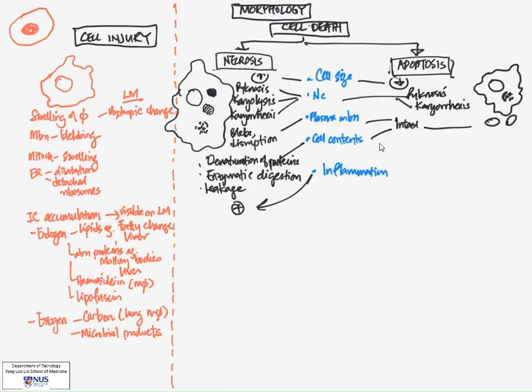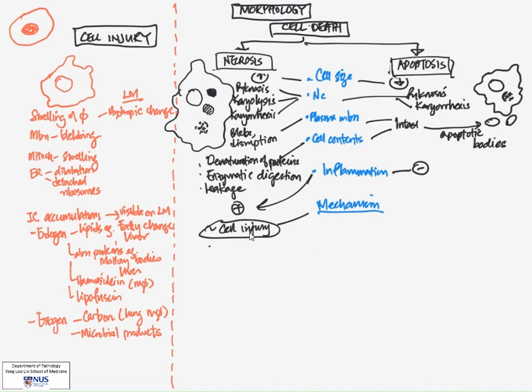Generally, the plasma membrane and cell contents tend to be more intact. However, they tend to break up into smaller pieces, and these are known as apoptotic bodies. So these are still bound by plasma membrane. In terms of inflammation, generally apoptosis does not really incite an inflammatory response. However, there will be macrophages that will come and eat up the apoptotic bodies. The mechanisms are a little bit different.